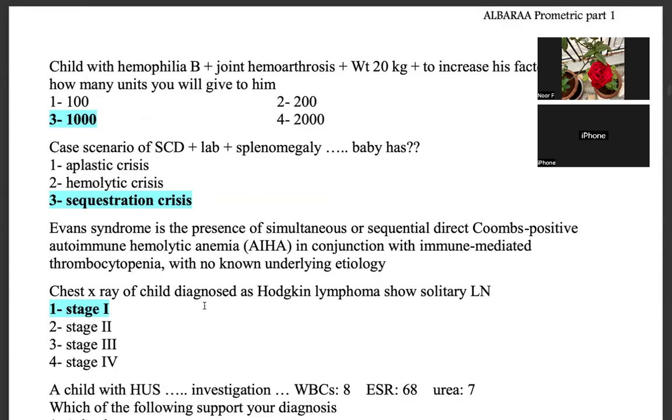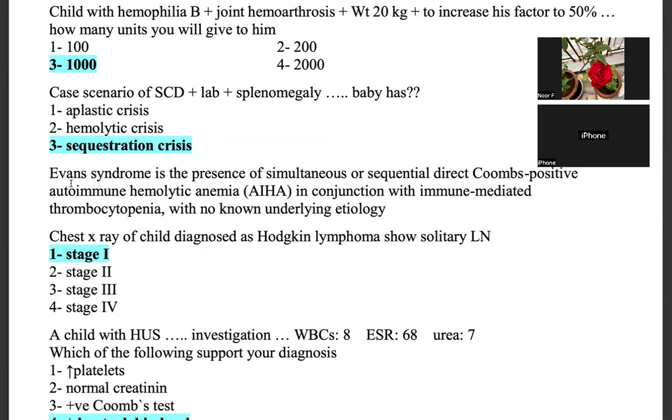Next is, again, this is not related, I will just read it. Evans syndrome is the presence of simultaneous or sequential direct Coombs positive autoimmune hemolytic anemia in conjunction with immune-mediated thrombocytopenia with no known underlying etiology. Evans syndrome means you have autoimmune hemolytic anemia with immune-mediated thrombocytopenia, both. Because of that, you will also have what? Coombs test positive.